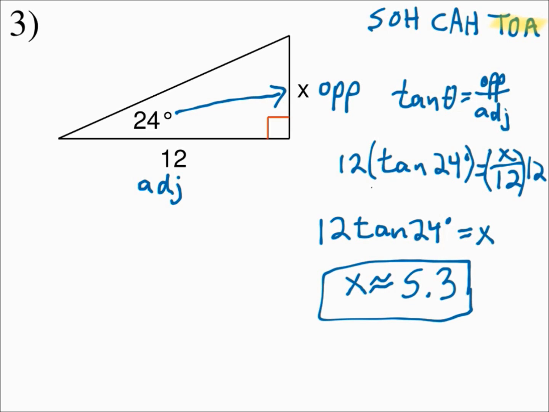That's a side length. Always make sense out of your answers. If one of those sides is 12, and the side I'm looking for, which is definitely shorter than the other side, is 5.3 a logical answer? Yes, it is.